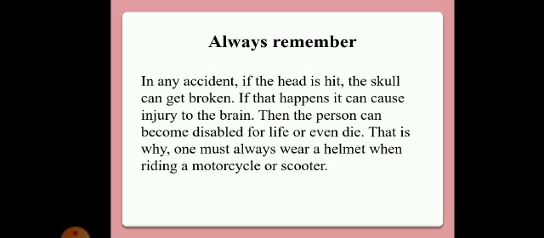Children, you have to read the lesson thoroughly, very carefully, definitely.